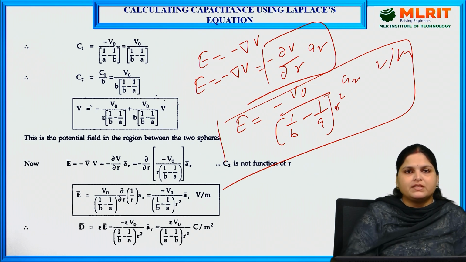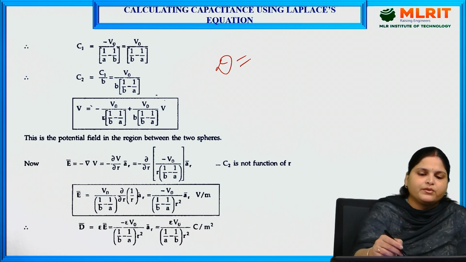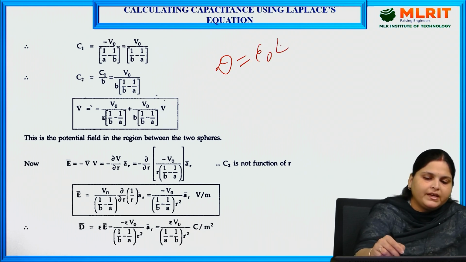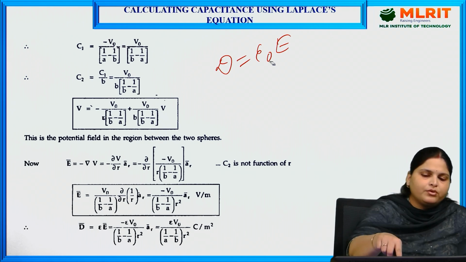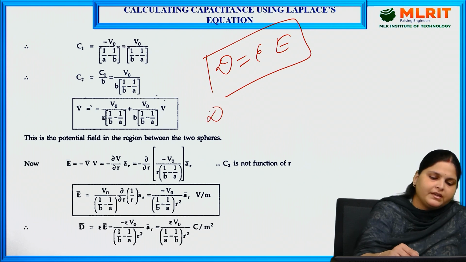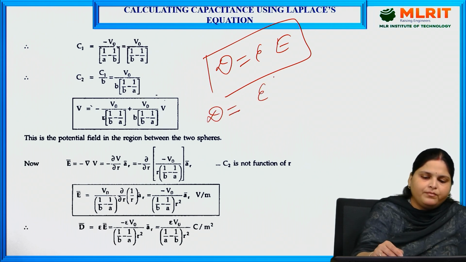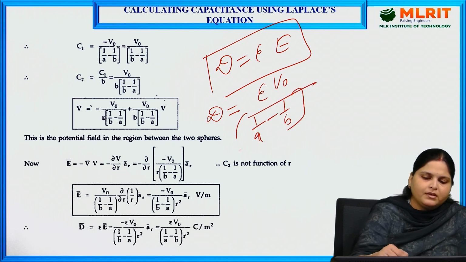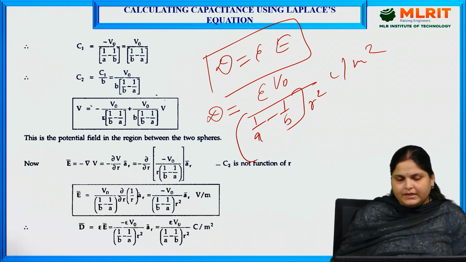Now by using this equation of E, we can find out D. The relation between E and D is D equals epsilon E. So we will take this formula, and from here we can calculate D, and we will get it as epsilon V naught upon (1 upon A minus 1 upon B) R square coulomb per meter square. This is the equation of D.